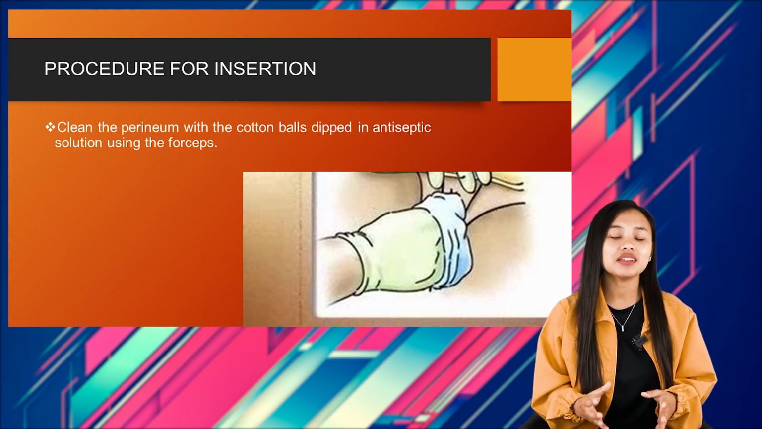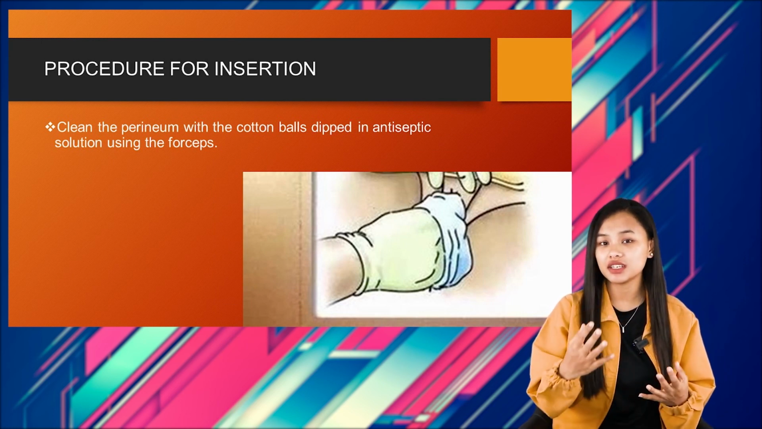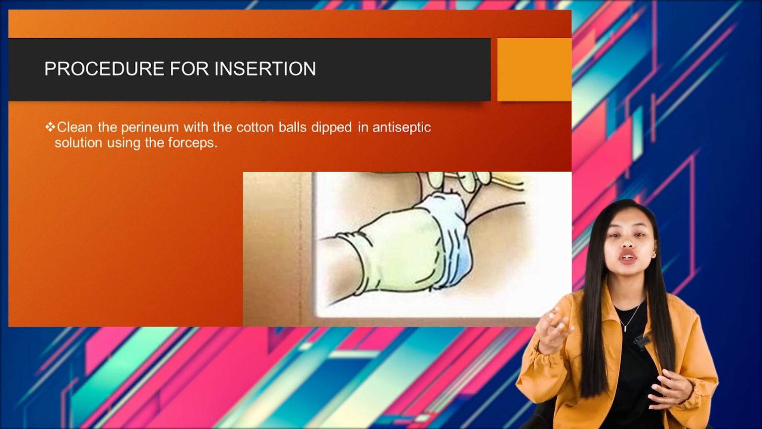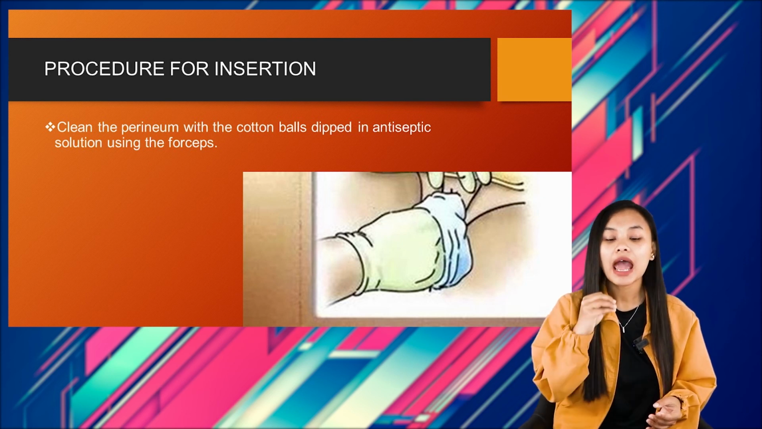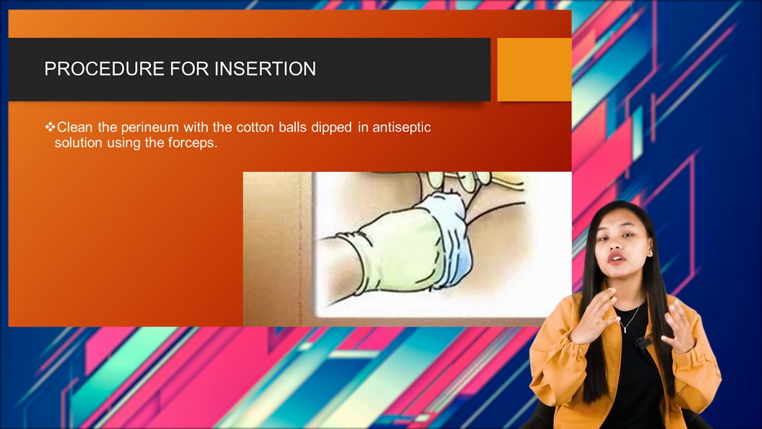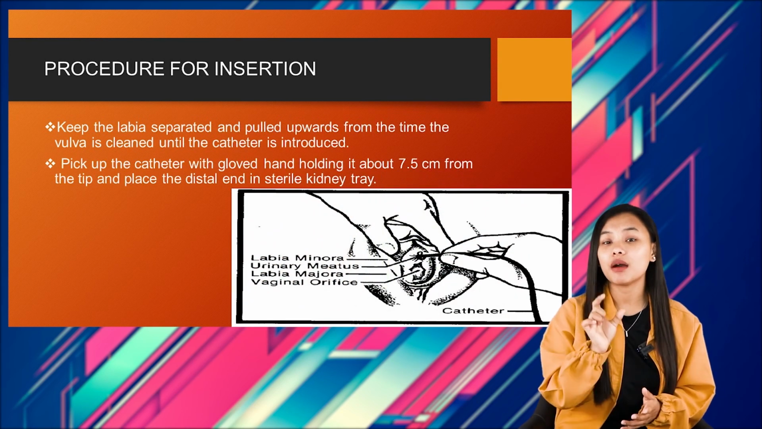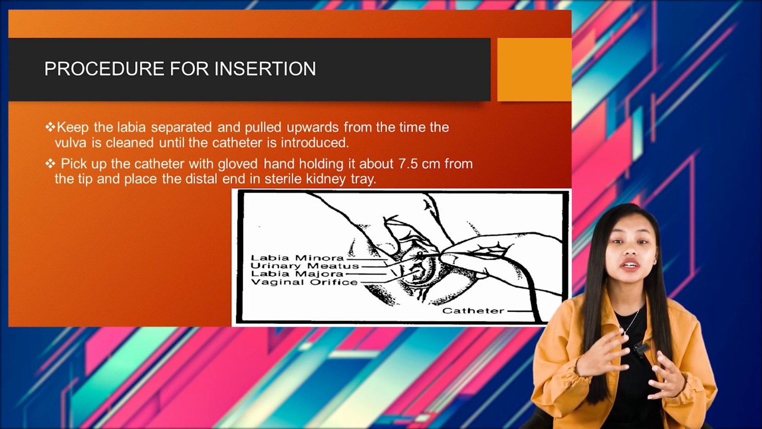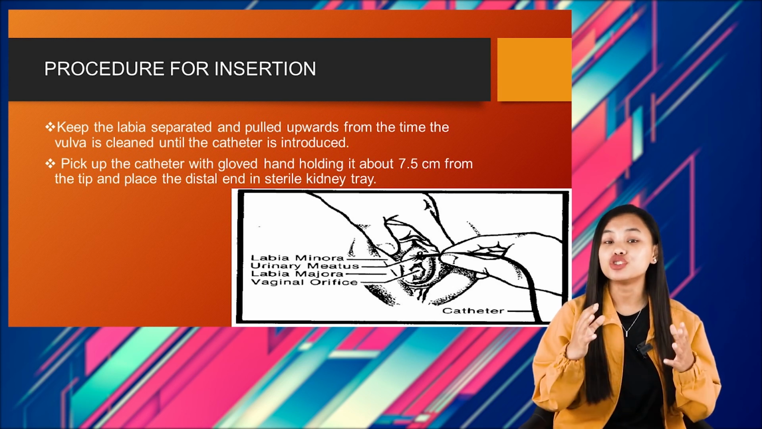Once these are done, we must clean the perineum of the patient before we insert the catheter. How will we clean it? We will clean it with cotton balls dipped in the antiseptic solution, using forceps. You must also make sure that you keep the labia separated and pull upward from the time the vulva is cleaned until the time the catheter is introduced.